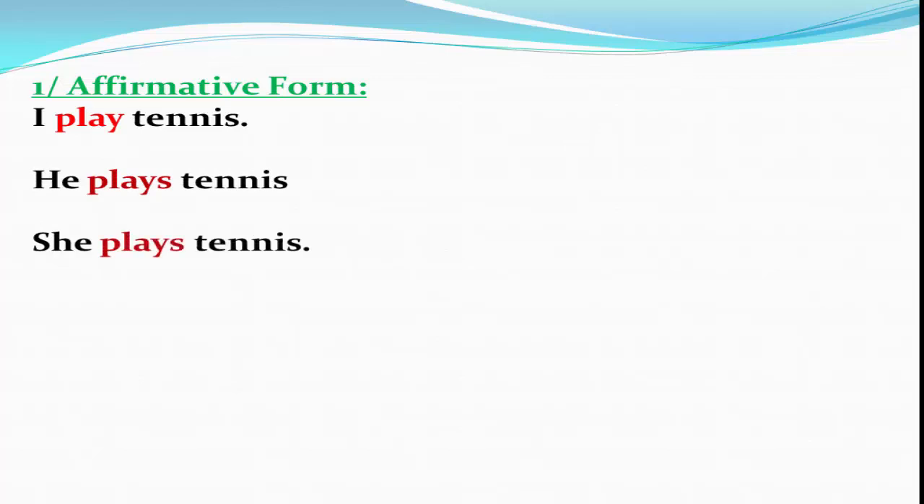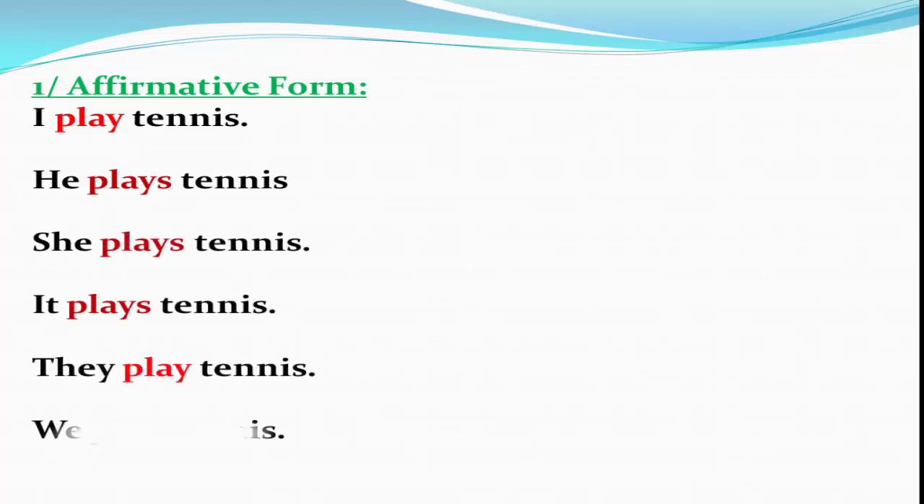First, I'm going to focus on the form. Let's see the affirmative form. So, I will put the verb to play with all the pronouns in the present simple. I play tennis, he plays tennis, she plays tennis, it plays tennis, they play tennis, we play tennis, you play tennis. So, what I did here, let's see he, she, and it.